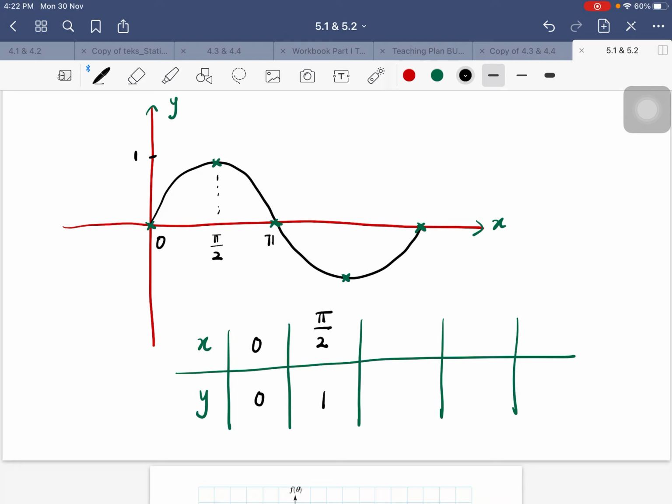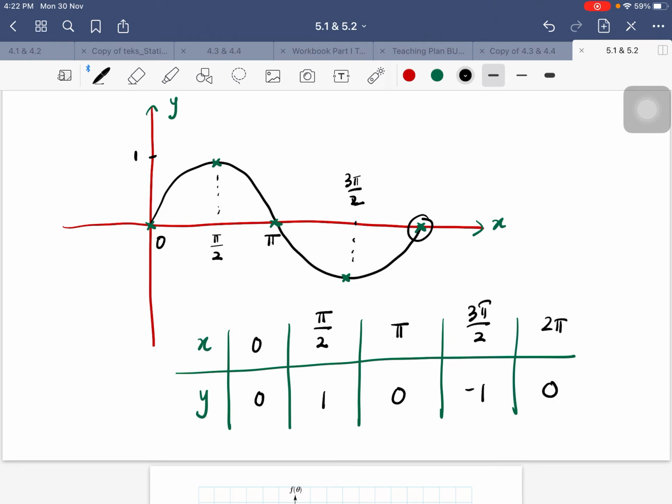And then here, this is going to be the case of pi. So what happened when you have sine of pi? That is going to equal 0. And over here, this is going to be a value of 3 pi over 2. And what happened is that when you have 3 pi over 2, the value is going to equal negative 1. And here, this is going to be when x is equal to 2 pi, and for this case, this is going to equal 0.